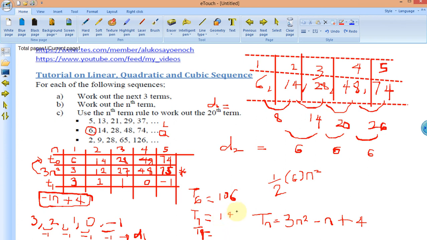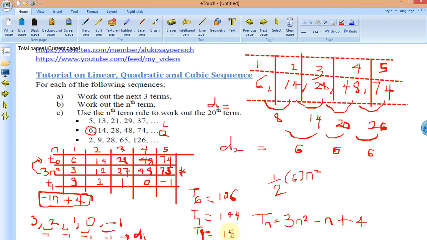And finally, when n is 8, let me edit again. That will be 3 into 8 squared minus 8, then plus 4. And that is 188. So that's the next 3 terms.